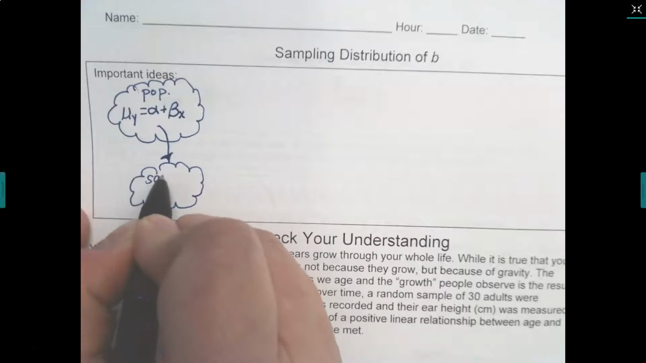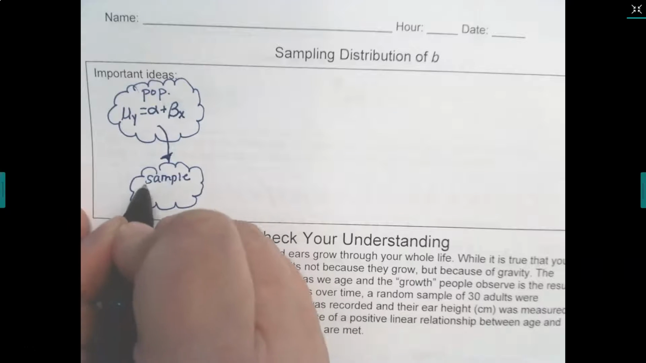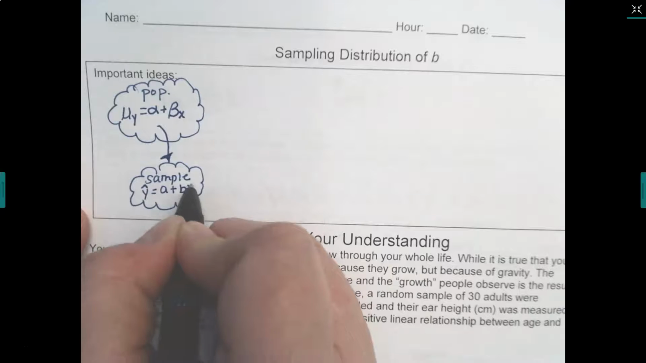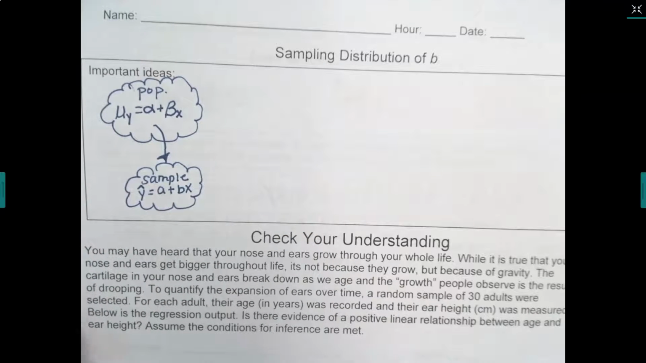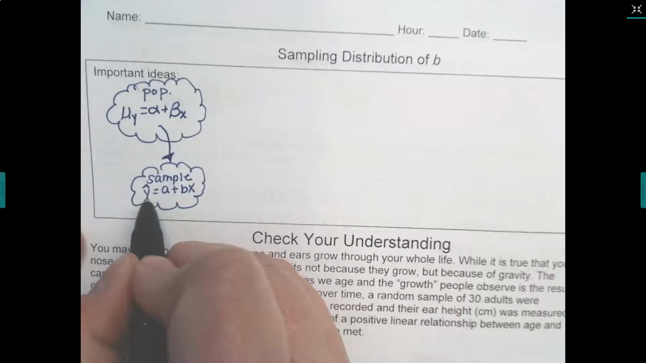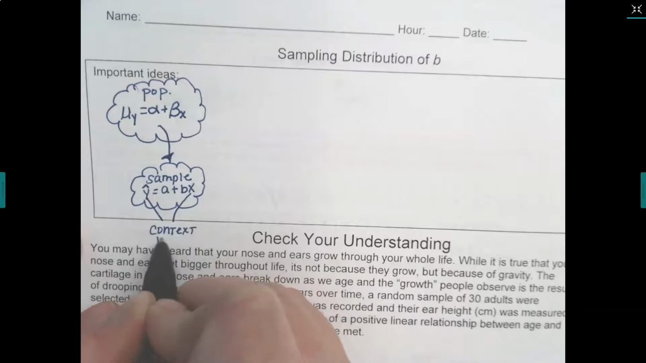the equation that we use is very similar, but the notation is different. We use y hat equals A plus bx. So it's just different notations. And then, of course, for y hat and for our x, we like to put context words there instead of those letters would be better.